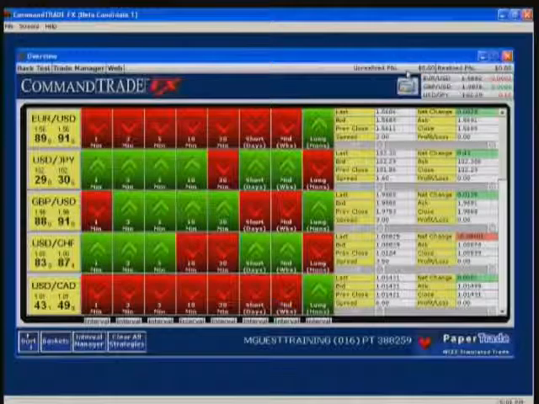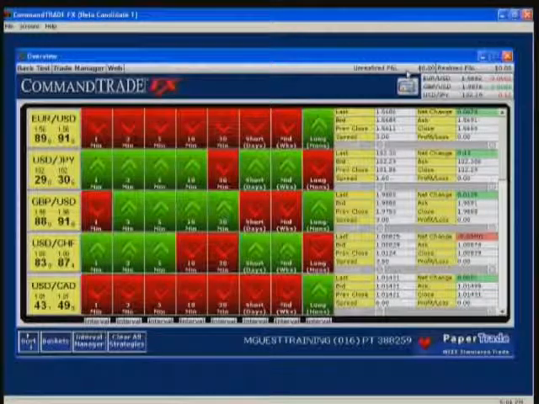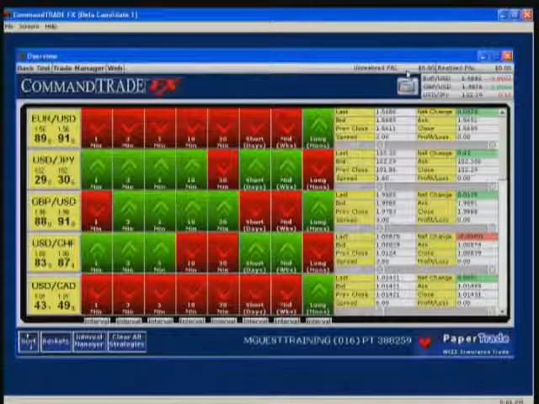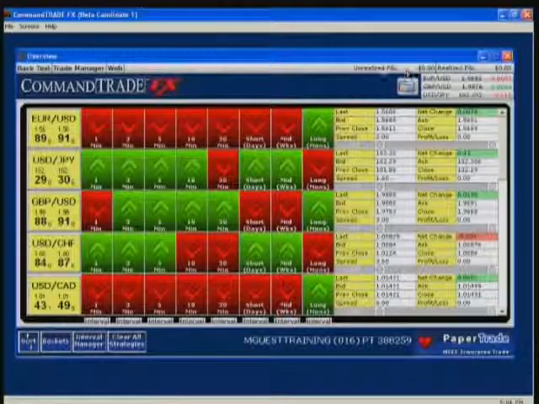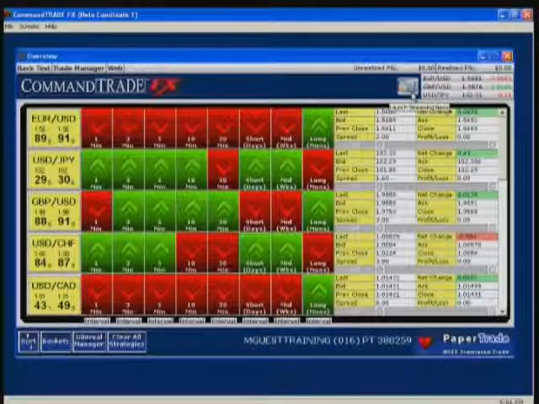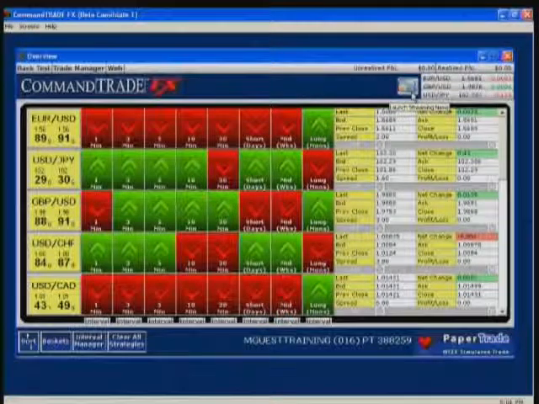Directly to the left of that, unrealized P&L. These are trades that are still in play, chips that are still on the table. You're going to notice that the unrealized P&L is going to update in real time, provided that the markets are open.